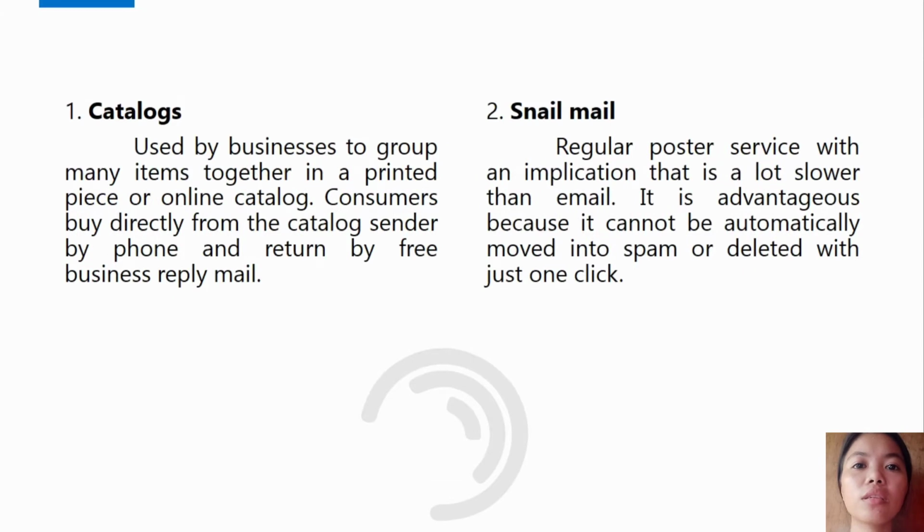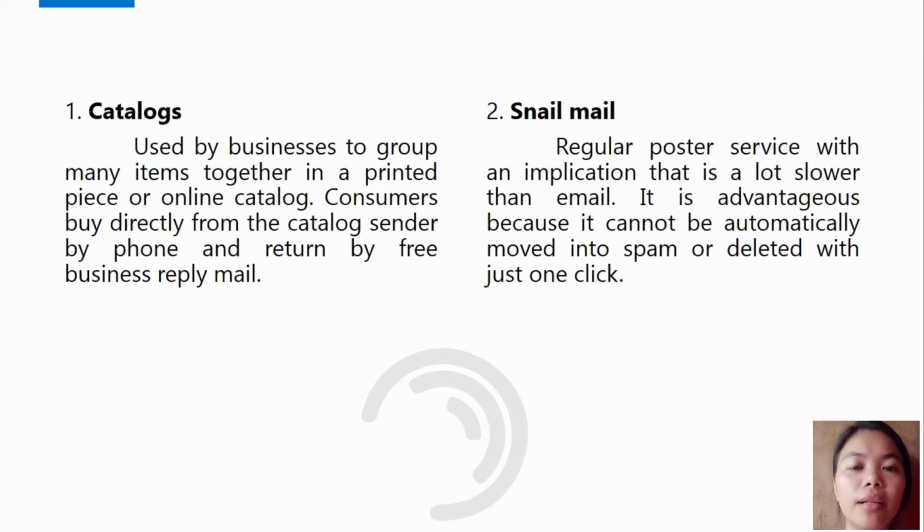First is catalogs. It is used by businesses to group many items together in a printed piece or online catalog. Consumers buy directly from the catalog sender by phone and return by free business reply mail. An example of a catalog is a booklet showing everything a store has for sale. So sa online platform sa catalog, nindot siya kay pwede ra ka dito mo-click kung gusto ka mo palit. Then kung sa printed nga platform sa catalog, pwede ka mo palit through phone call or telephone call kay naa may contact number nga gi-attach.